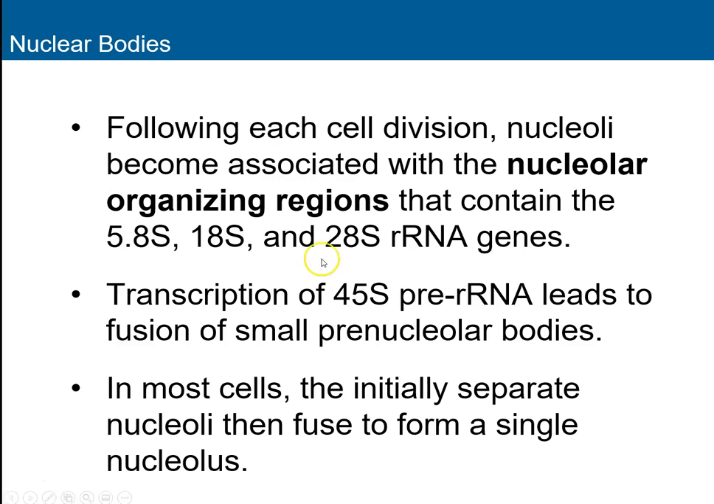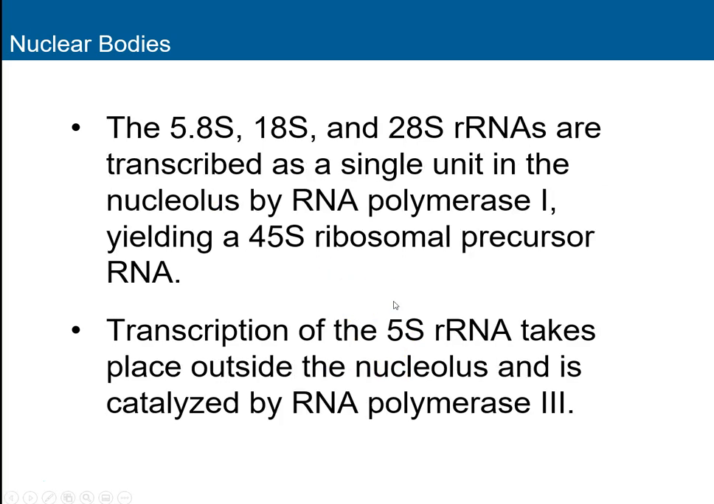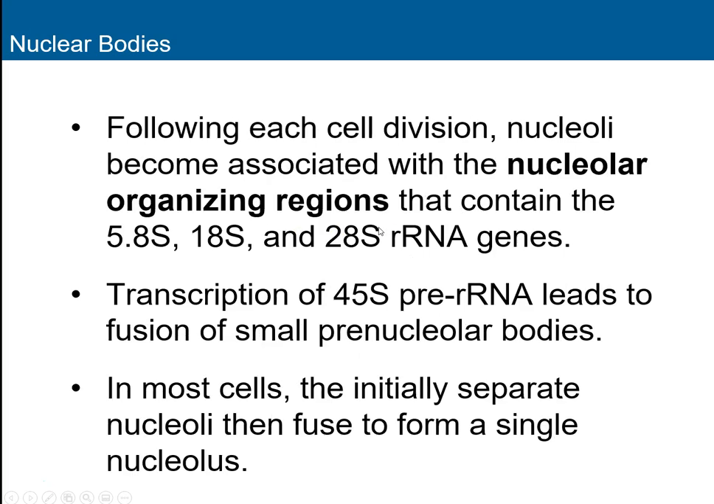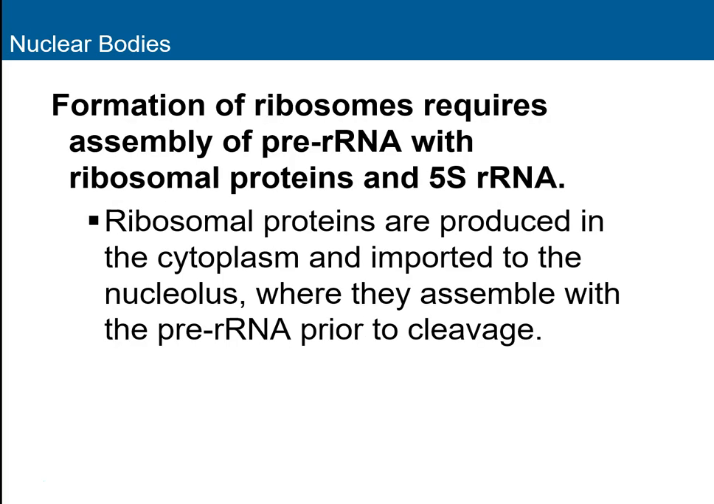Okay, so it says transcription of that 45S pre-RNA that we mentioned here, pre-ribosomal RNA, leads to the fusion of these small pre-nucleolar bodies, and then thus you end up with this sort of nucleolus. So again, they can form these separate little mini nucleoli that then fuse to form a single nucleolus.